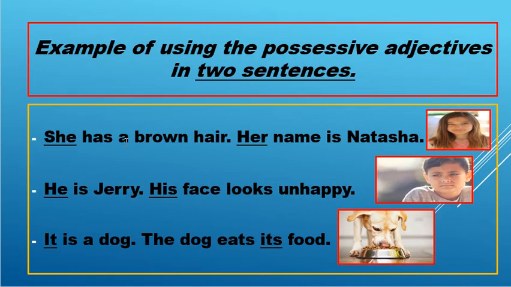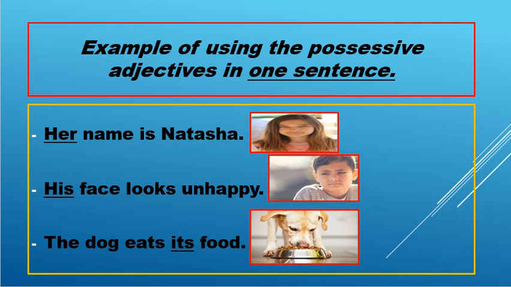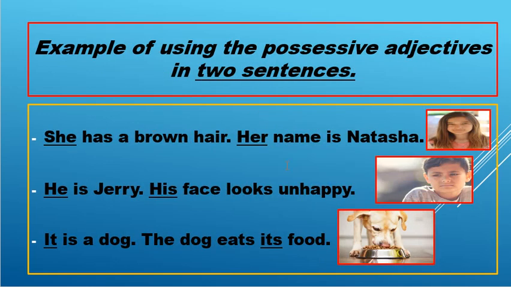"She has a brown hair." If you see the girl, we use she because the subject we are talking about here is a girl. Has, because it is singular. "Her name is Natasha." So from one sentence, now in the second slide, we have two sentences. That is the use of subject pronoun and possessive adjectives.